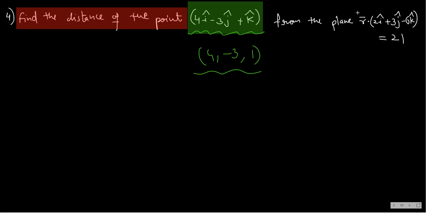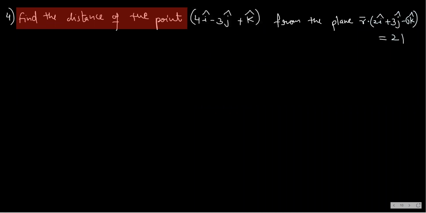What is the equation of the plane? R bar dot n bar equals to p. But what I will do, I will write this equation in Cartesian form. See, how do I write the solution? I will start my solution as follows.